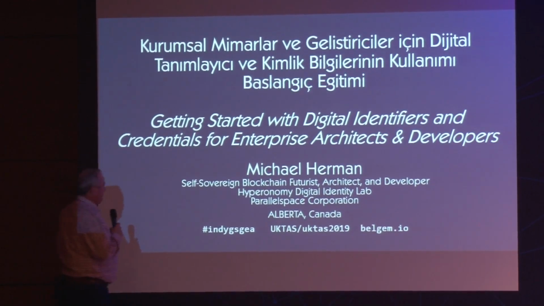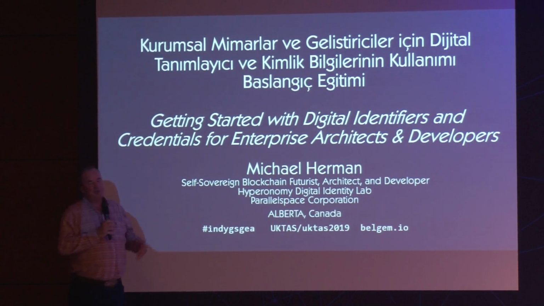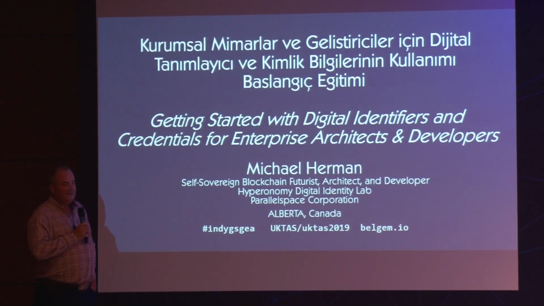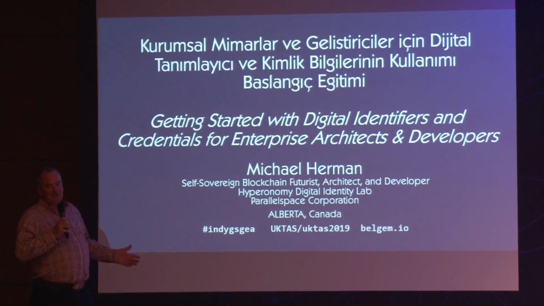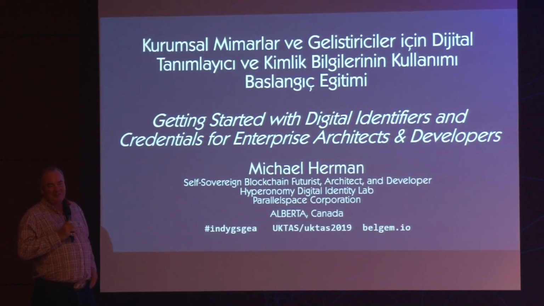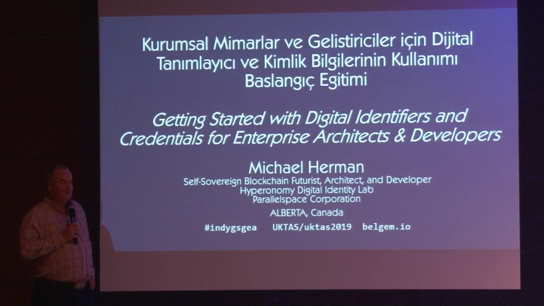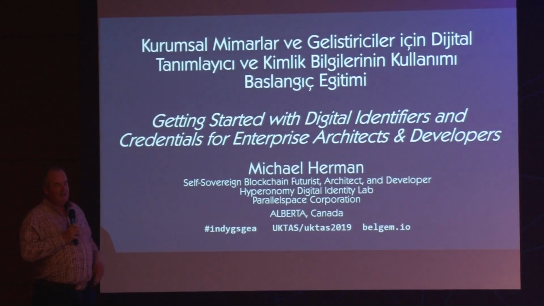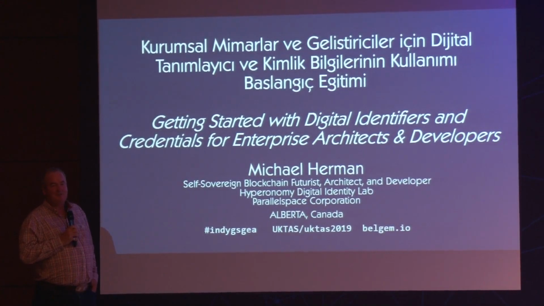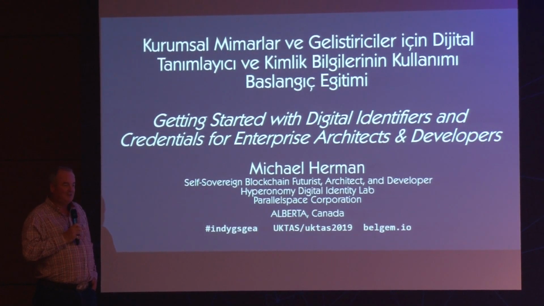My name is Michael Herman. I'm an independent blockchain architect and developer. I dress like this every day. I'm actually a cattle rancher. I live in Alberta on a cattle ranch. I also have two degrees in computer science, and I've been doing blockchain for a number of years now.